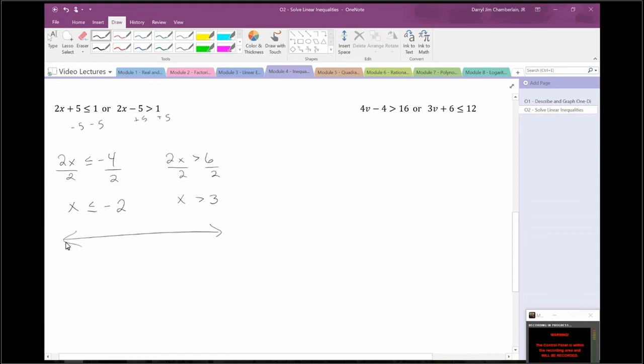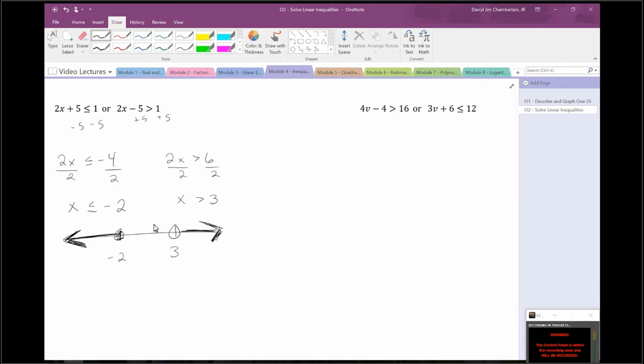So now if we graph this, x is less than negative 2 or equal to it, and then x is greater than 3. And so like we talked about in the last video, I like to graph these just to make sure that I don't have any of the special cases going on. We see that it's either or, and these aren't overlapping to graph the entire line.